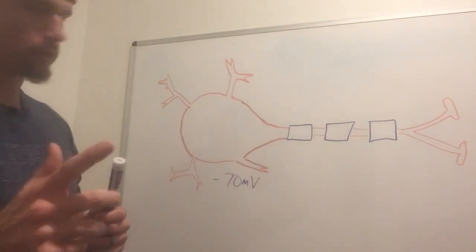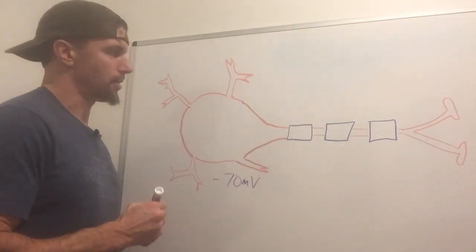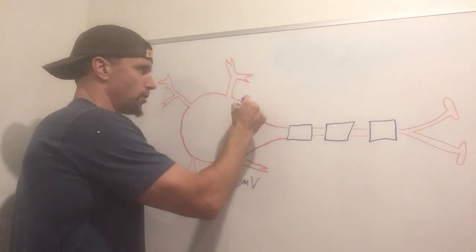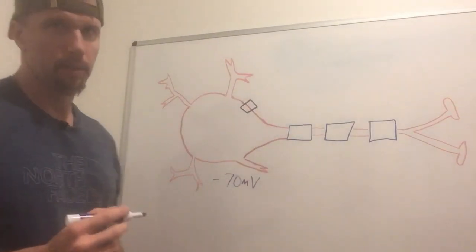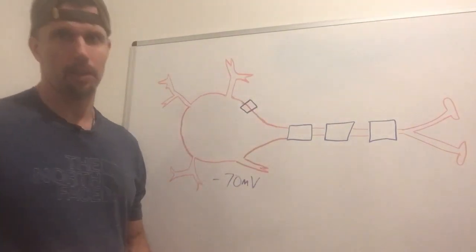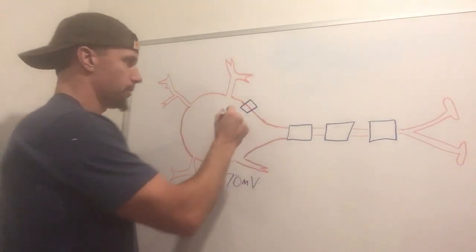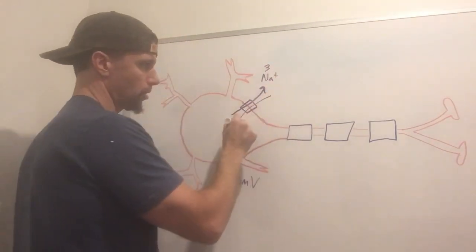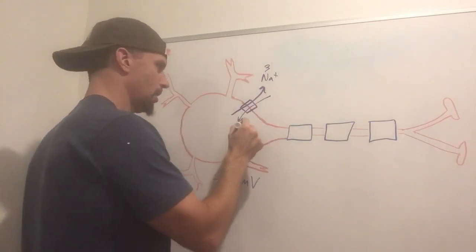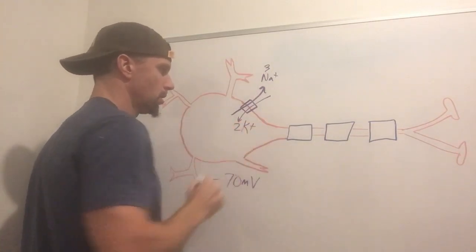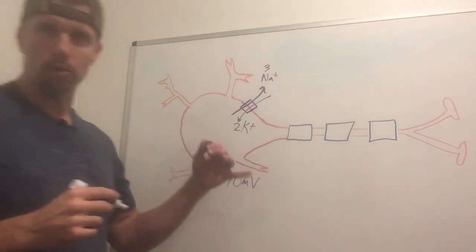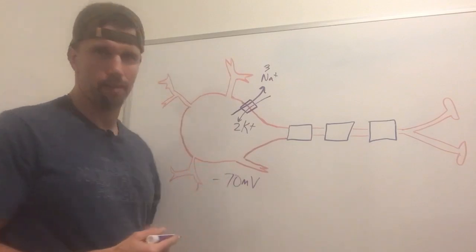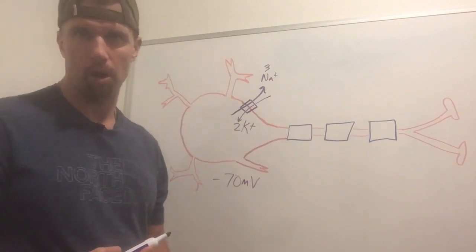The first contributor to the negative 70 that sets up a neuron for action potential, it polarizes the neuron, is a sodium potassium ATPase pump. Anytime you hear pump, it's active transport of 3 sodium ions out and 2 potassium ions in. So you have 3 positive charges going out, 2 positive charges going in. In the grand scheme of things, this is going to give you about negative 5 millivolts. So it's a small contributor.